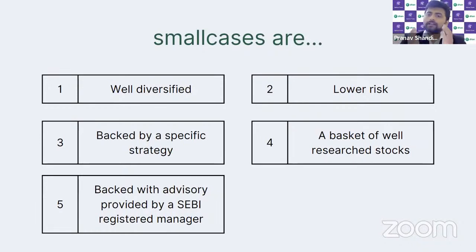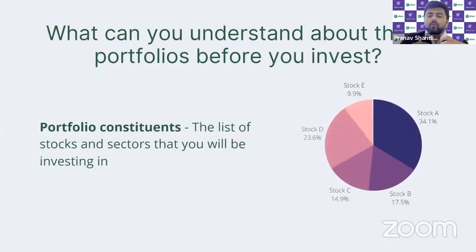And the fourth one is every stock in this particular portfolio is backed by research, which means that there is a SEBI registered advisor who is sitting and taking a look at all the set of stocks which is coming into that basket, and they very well know why they have put that stock over there. And these are a couple of reasons why smallcases tend to be, I would say, much superior to investing in a single stock which is backed without research. So if these are the things that smallcases are good at, then what else do I know as an investor?